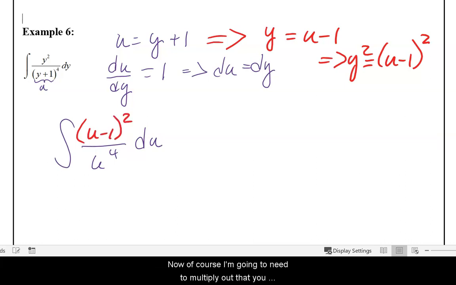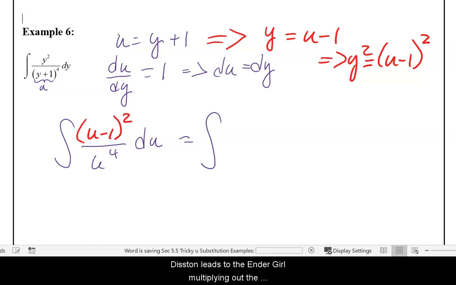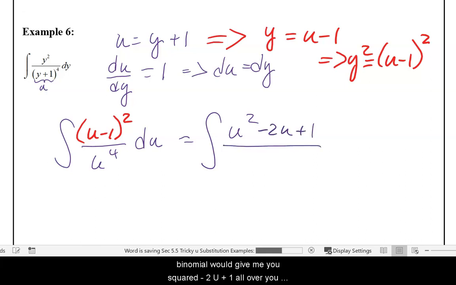Now, of course, I'm going to need to multiply out the u minus 1 quantity squared, because both the numerator and denominator are written in terms of u, and the denominator is a monomial, a single term. That means when I multiply out the numerator, I can divide each term in the numerator by the denominator and split up the fractions. Let's finish it out doing that now. This then leads to the integral. Multiplying out the binomial would give me u squared minus 2u plus 1 all over u to the 4th du.